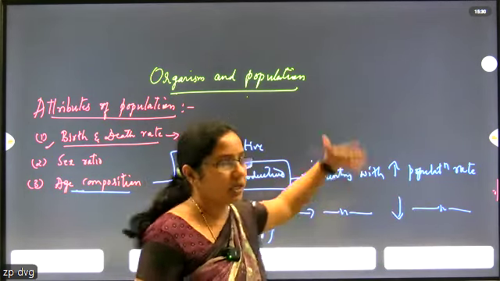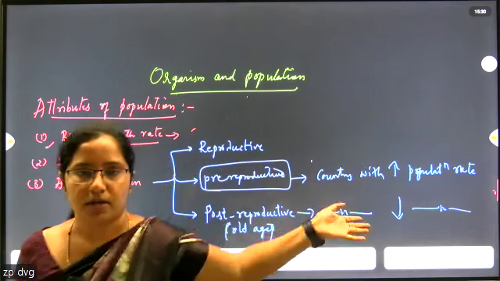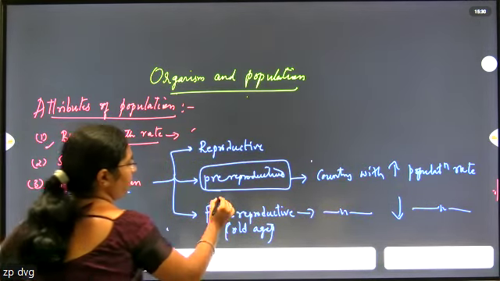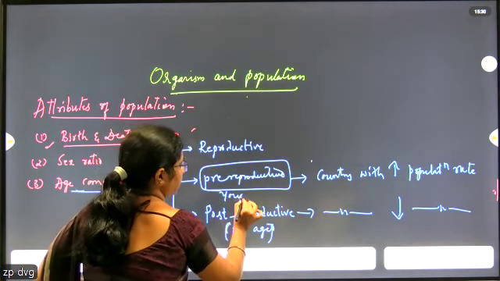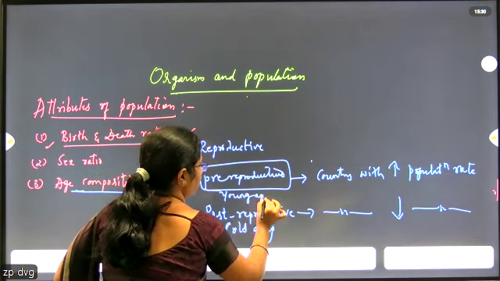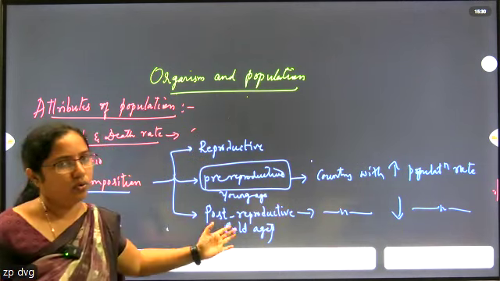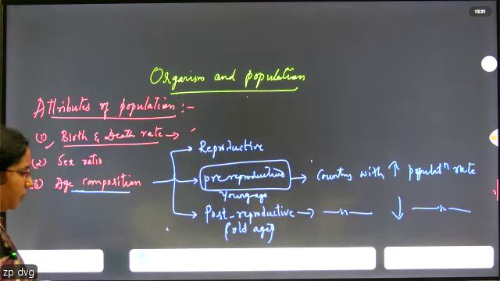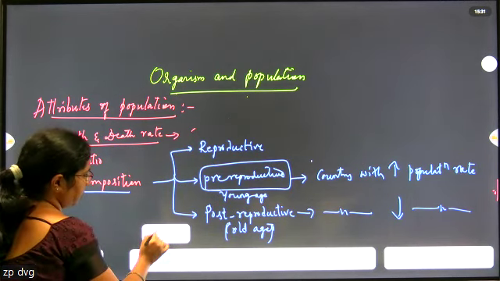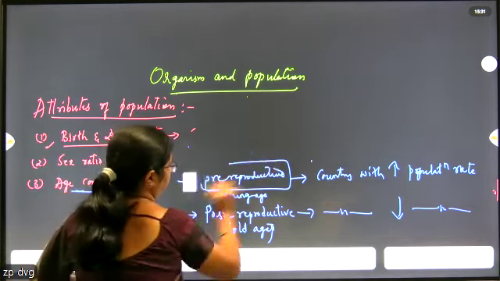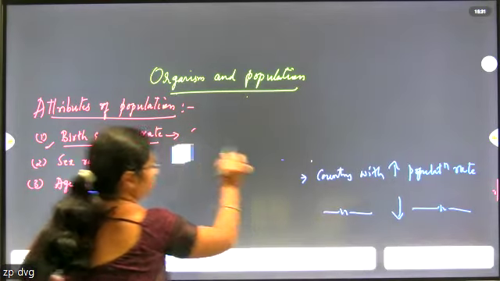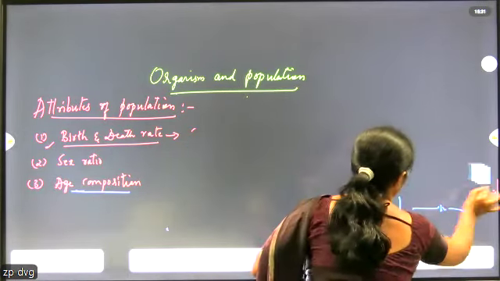In countries with increased population rate, we can find more pre-reproductive people, that is young age people, as compared to old age people. So these categories we can explain by using graphical representation. That is more important, the graphical representation. So there are three types of age composition pyramids.